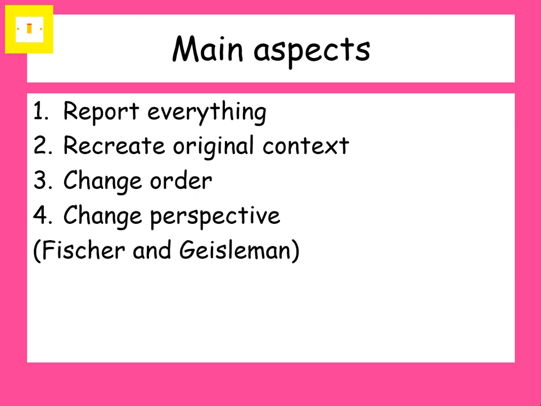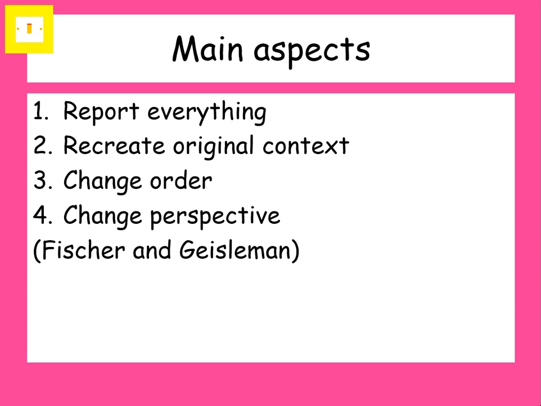Change the order. So start backwards, start from the middle, start from different perspectives. And change perspective. So that could be, what would the police have seen when they turned up? What do you think the victim would have been able to see at this point? What do you think someone from the other side of the pub would have been able to see?